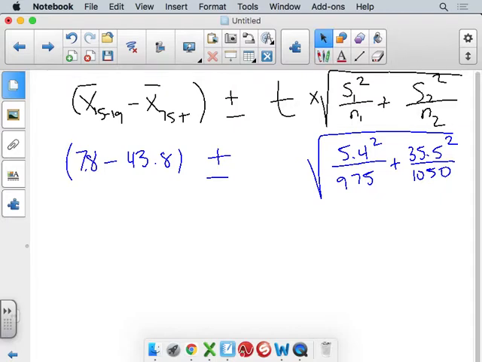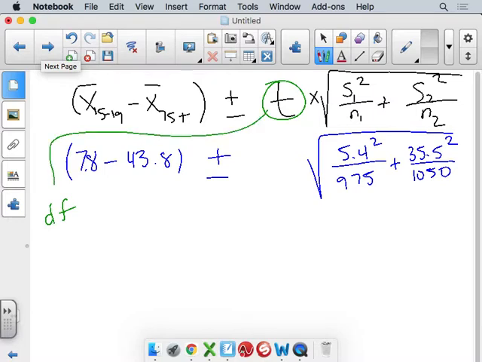Okay, on the T here, I'll work it over here. You have to do with degrees of freedom and how confident you are. So what was our confidence? 95% confident. But how do we get our degrees of freedom? So we did a sample size 975, sample size 1,050.